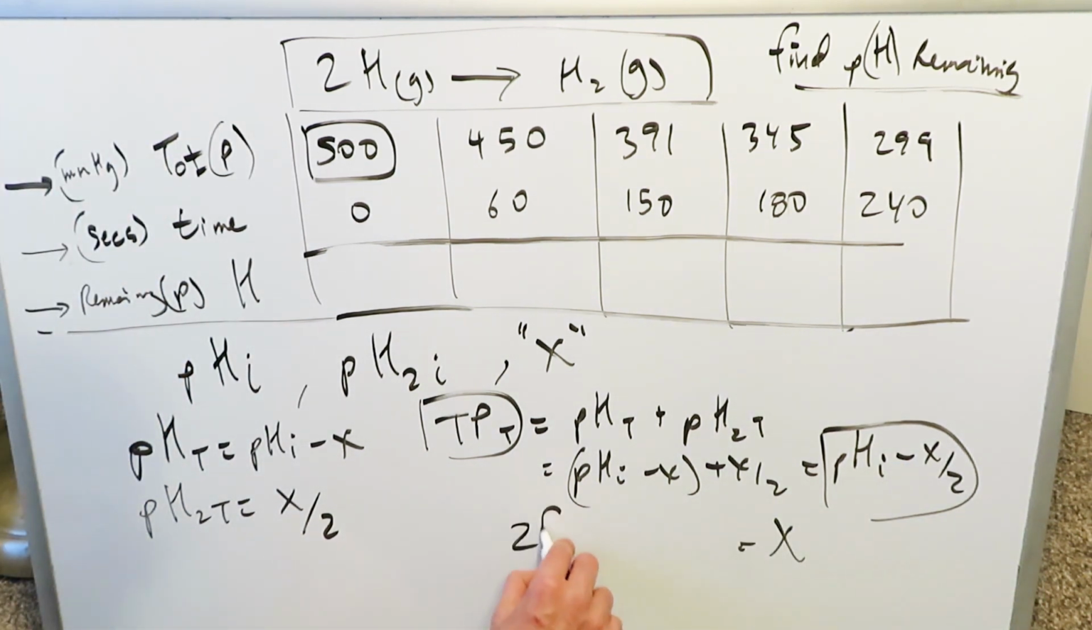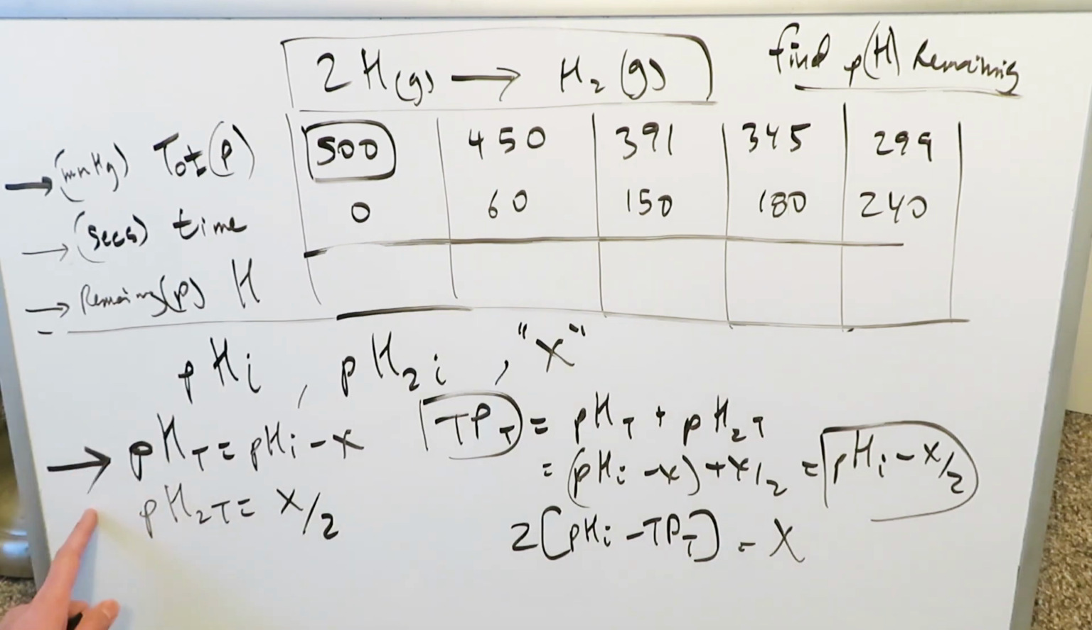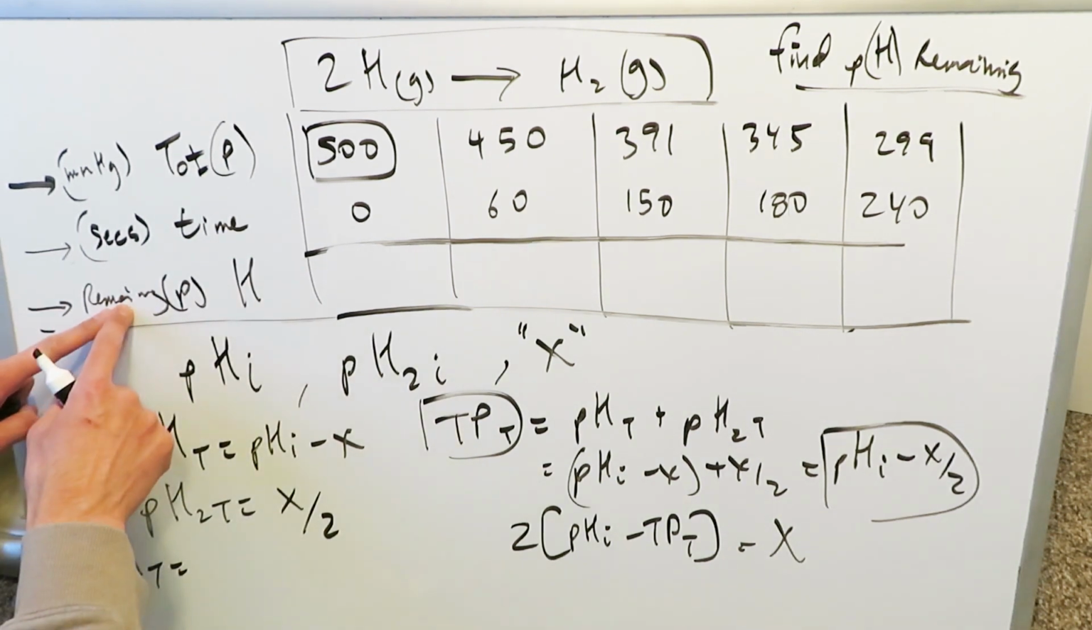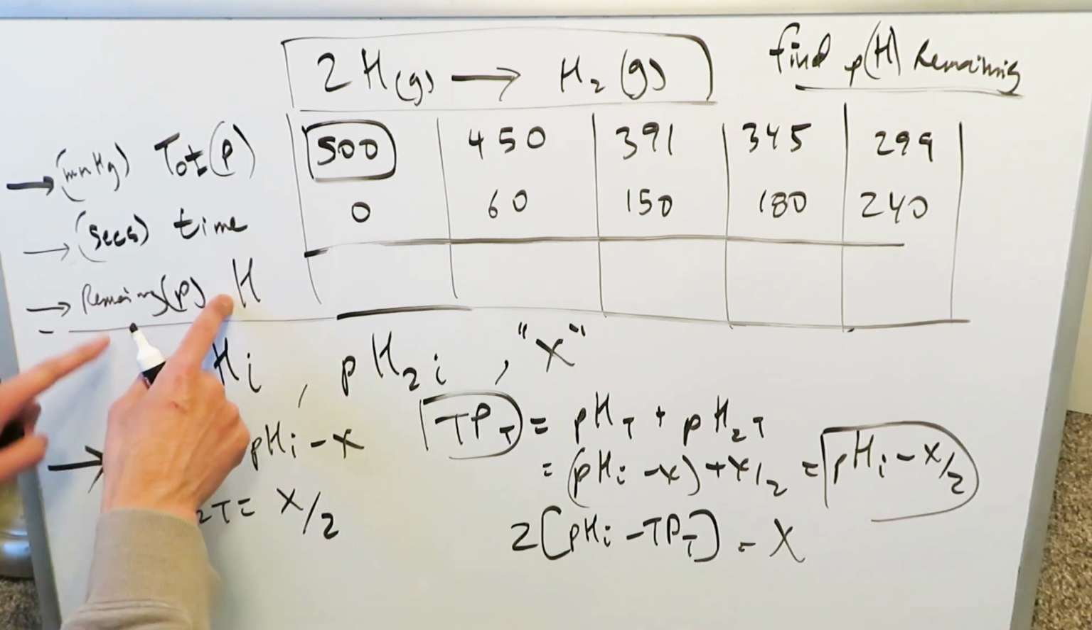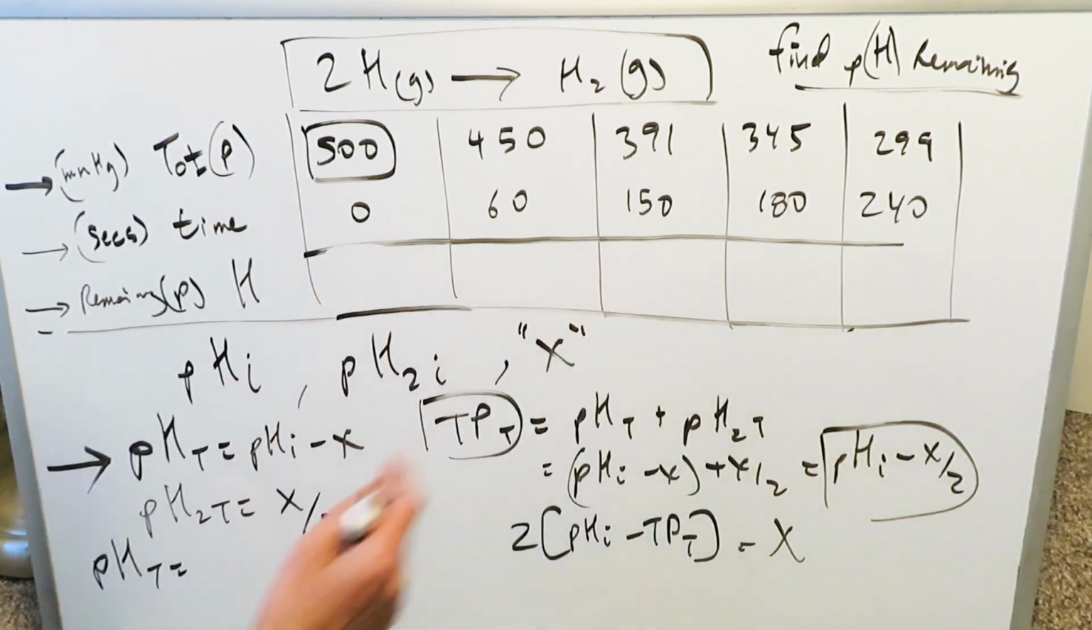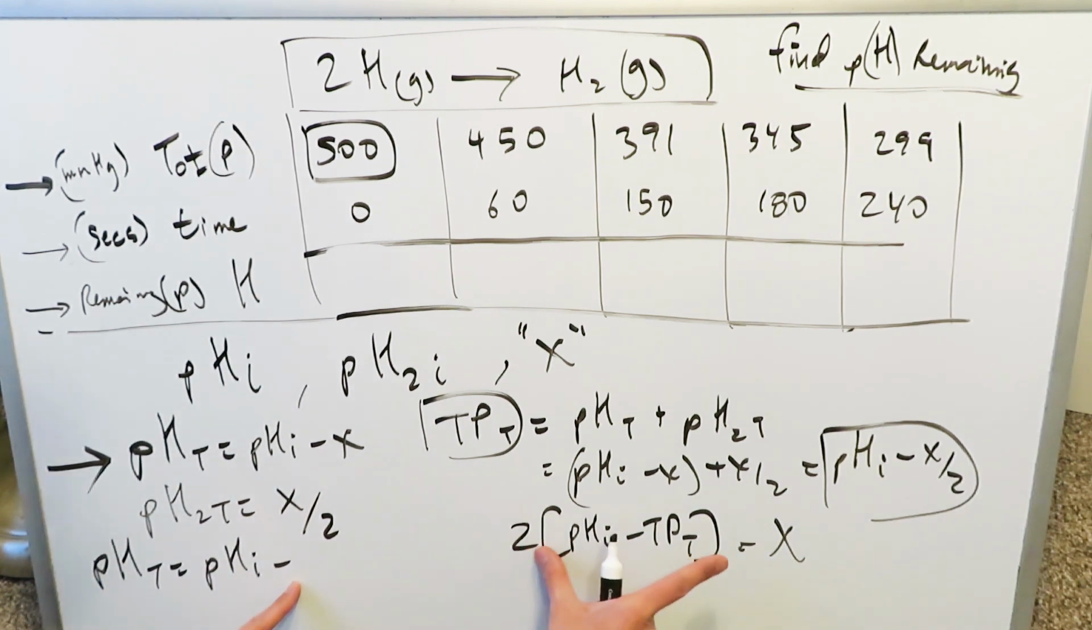You'll have 2 times, and the minus will flip things around. You'll have the partial pressure of your hydrogen initially minus the total pressure of your system at a given period of time is equal to X. That's exactly what it is. Now look at this particular equation, solve for X and bring it in. And that's exactly what we'll do. Your partial pressure of your reactant at a given time, which is what we're always calculating, the remaining partial pressure of your reactant at a particular period of time, will be equal to P_H,I minus X.